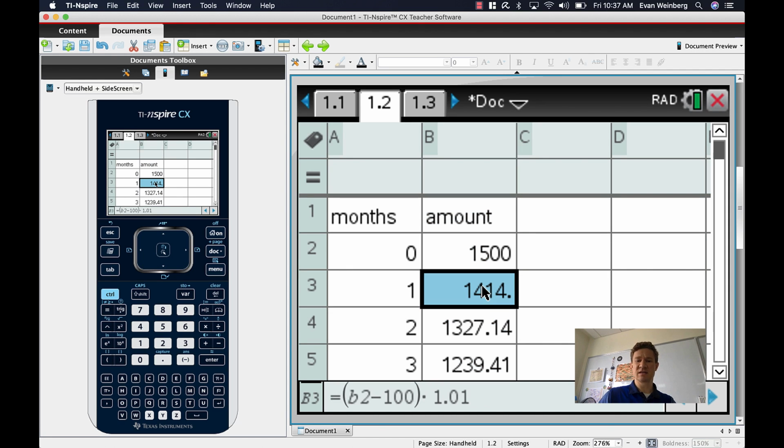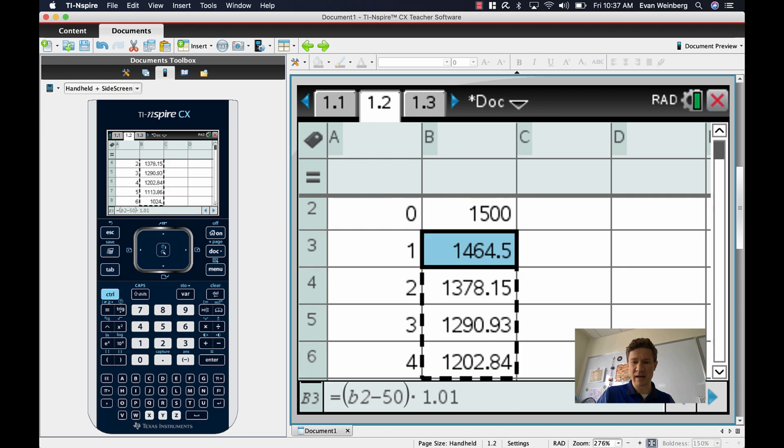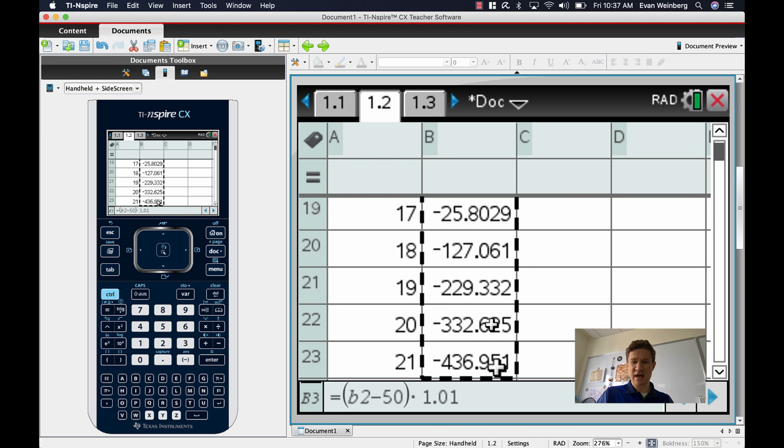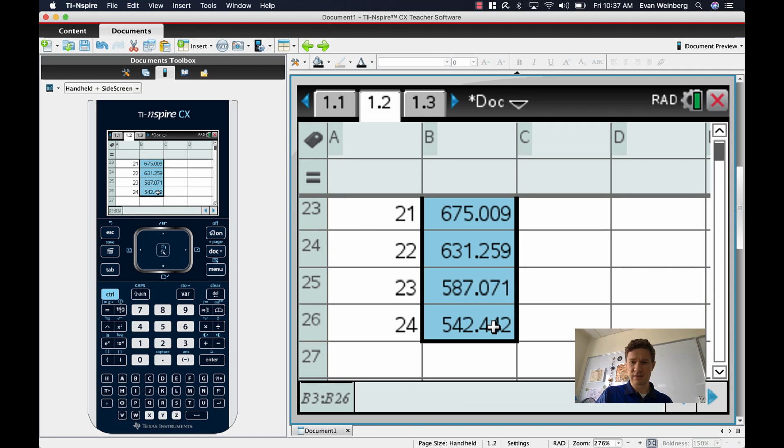So let's go back up to the top on this experiment. Let's play with the numbers. And let's say that instead, maybe I pay 50 per month. And let's drag that all the way down. So if I drag that all the way down to 24, so that's 24 months, I actually see that I haven't paid off the amount. I still owe, after 24 months, $542.